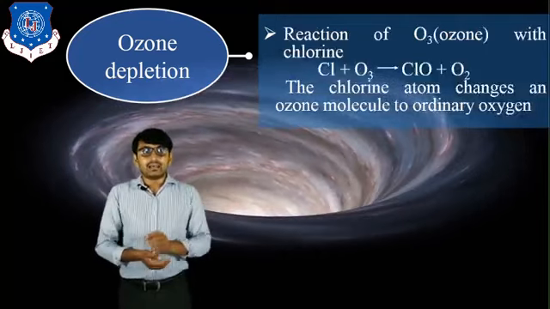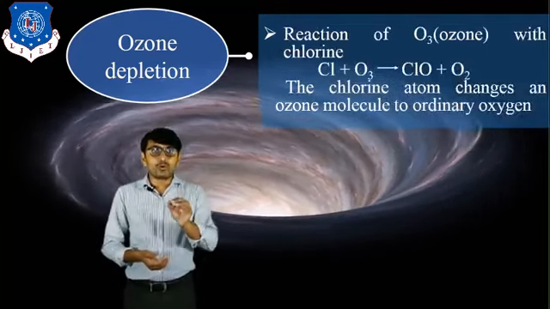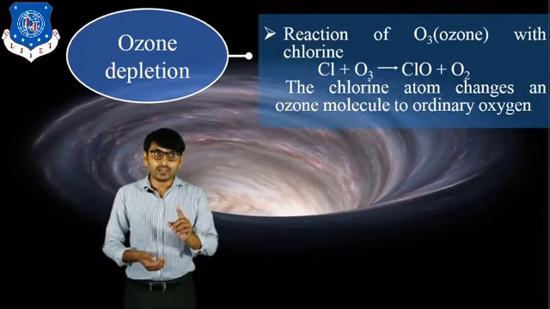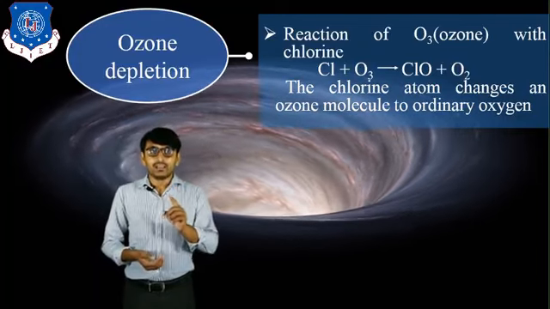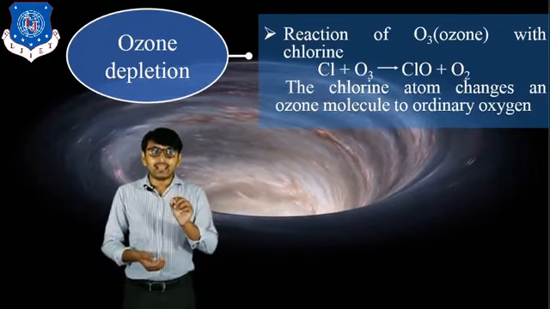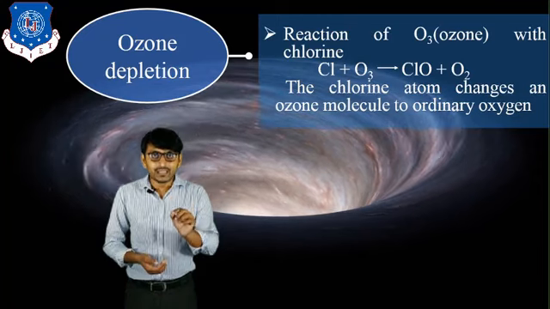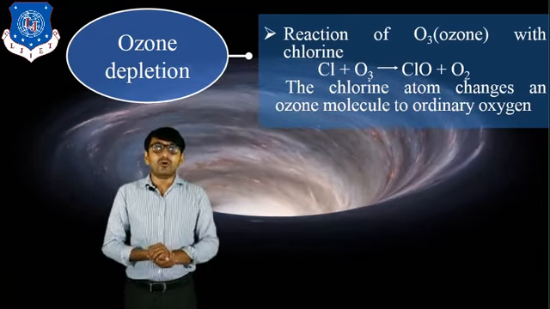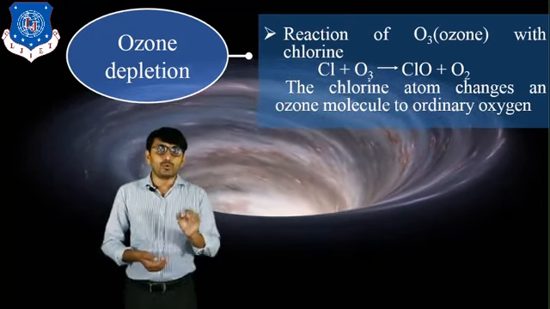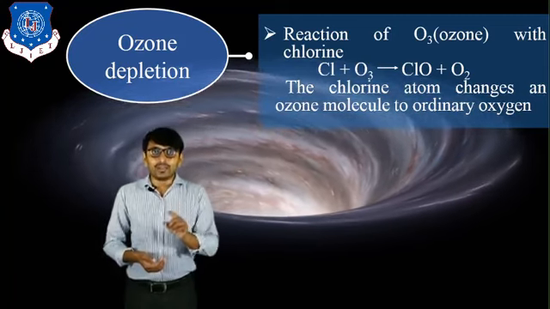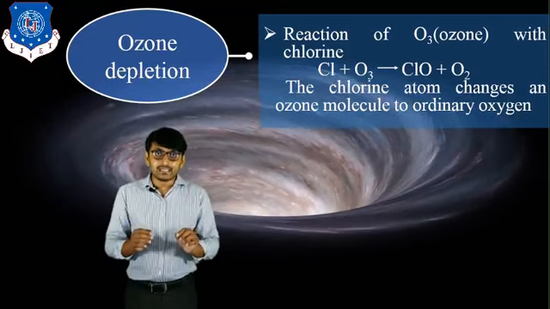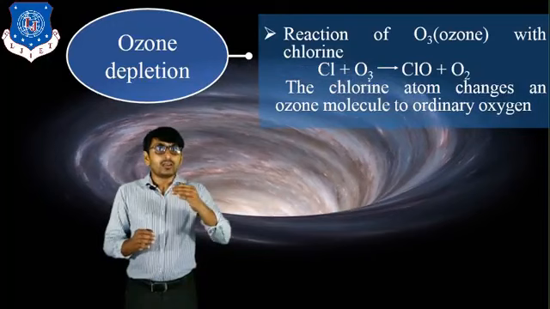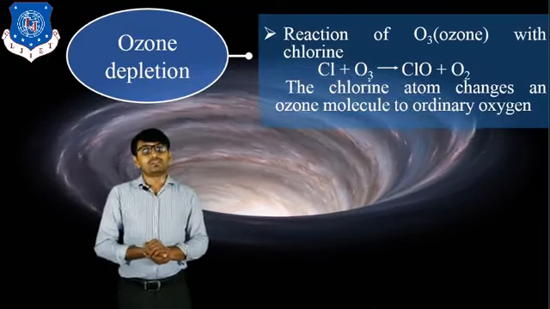Now, there is a reaction of O3, that is ozone, with chlorine, which is Cl plus O3 gives ClO plus O2. So the chlorine atom changes the ozone molecule to ordinary oxygen.